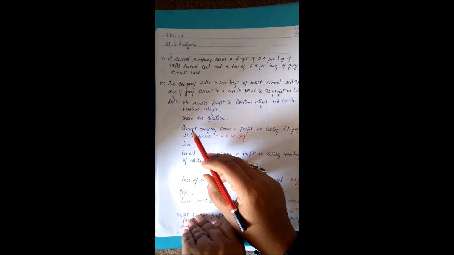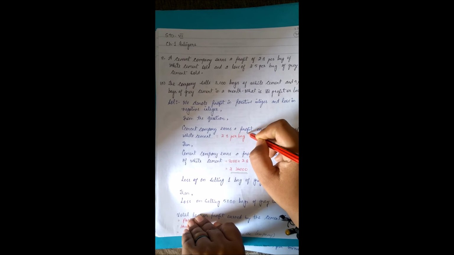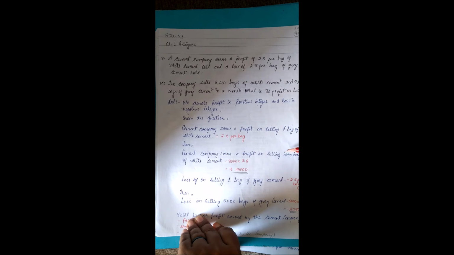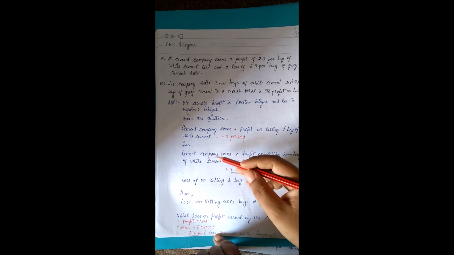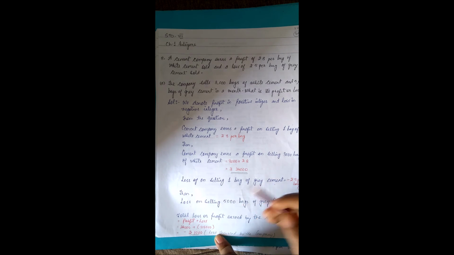So, in the question it is given that the cement company earns a profit on selling 1 bag of white cement. So 8 rupees per bag they earn on white cement, and on selling 3,000 bags of white cement, that is 3,000 into rupees 8, that is rupees 24,000 they have earned as profit on white cement. Now loss on selling 1 bag of grey cement, that is minus 5 per bag. So loss on selling 5,000 bags of grey cement, 5,000 into minus 5, that is minus rupees 25,000.